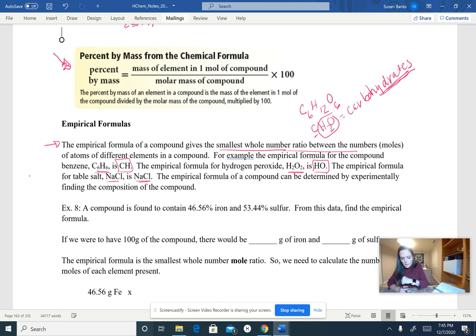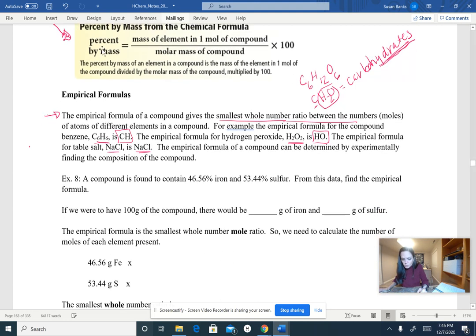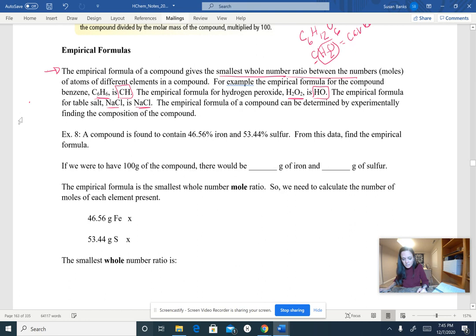Okay? So let's go for some examples. Now today you're going to need a lot of math. So we're going to need a calculator. So make sure you have a calculator handy. Okay. So a compound is found to contain 46.56% iron and 53.44% sulfur by mass. Okay. From this data, find the empirical formula.